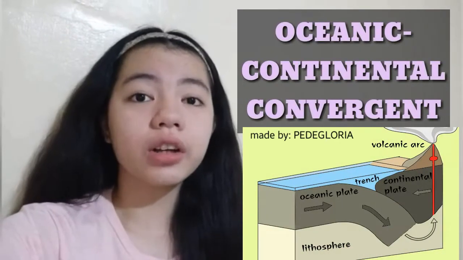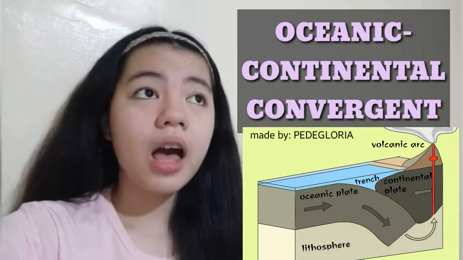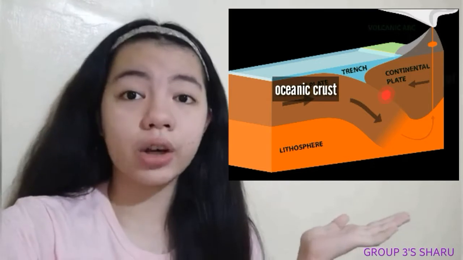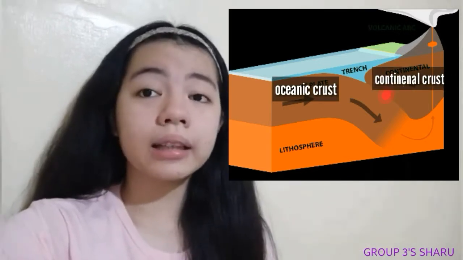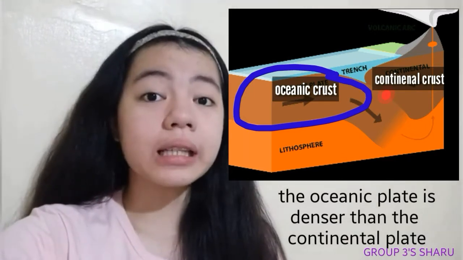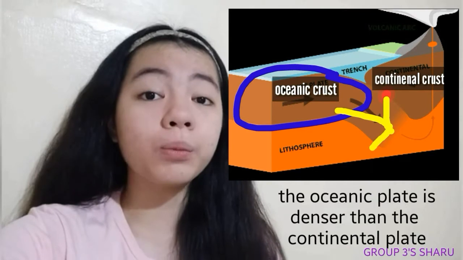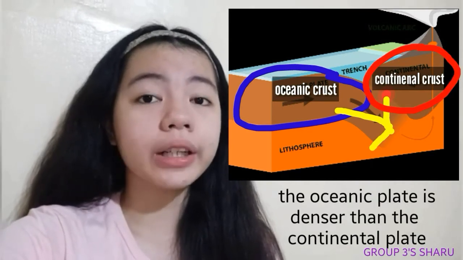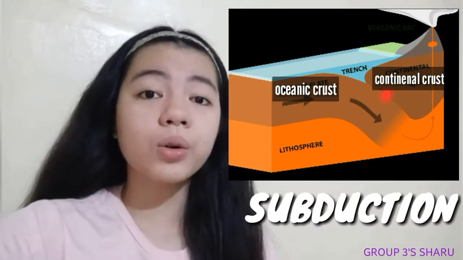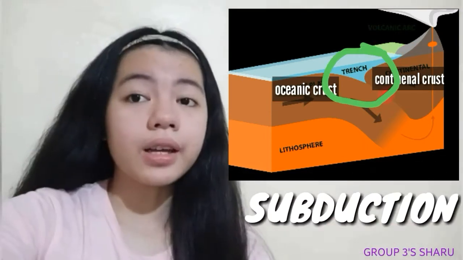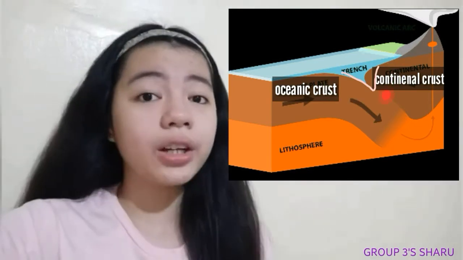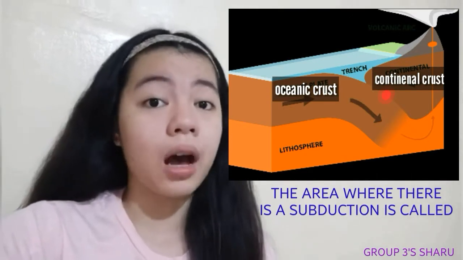In oceanic continental convergent boundary, we have two plates, the oceanic plate and continental plate, or in the picture, the oceanic crust and continental crust. And we all know that the oceanic plate is denser than the continental plate. And because it is more dense, it will now subduct or move under the less dense plate or the continental plate. This process is called subduction, and subduction occurs at oceanic trenches, and trench, it is the V-shaped or deep area between two plates. And the area where there is a subduction is called subduction zone.